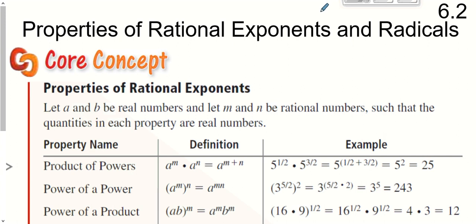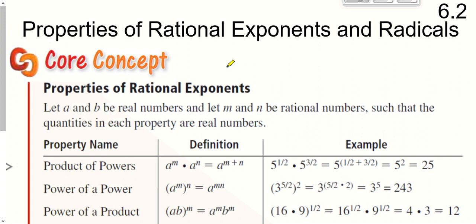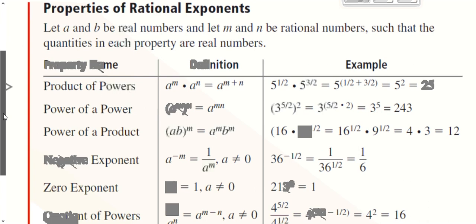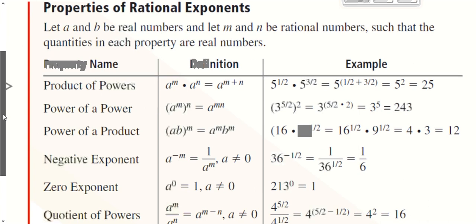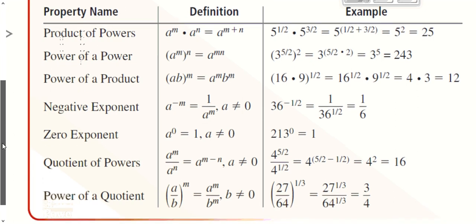All right, 6.2 is properties of rational exponents and radicals. So on this we have, it says let a and b be real numbers and let m and n be rational numbers such that the quantities in each property are real numbers. It's just a bunch of technicalities as far as that goes, not saying that it's not important because it is very important. But let's look at some of the properties of these powers.